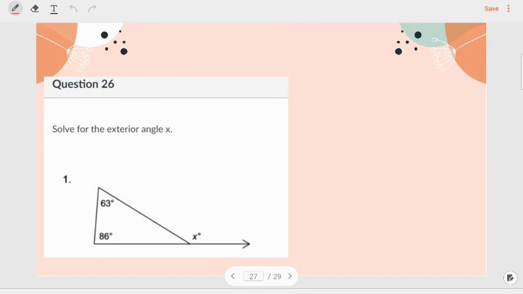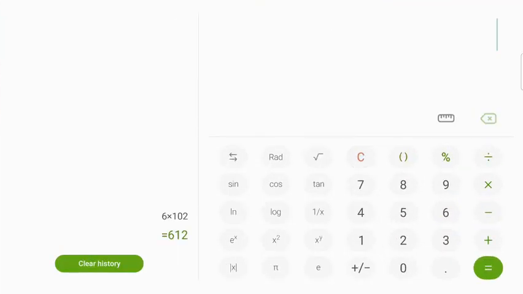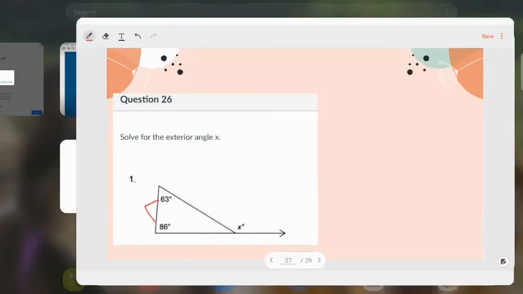Solving for the exterior angle. So notice this is the difference. We're not looking for the last interior, we're looking for the exterior. But my process to get that exterior is going to involve finding that inside angle. So I'm going to add these together. 63 plus 86 is 149.